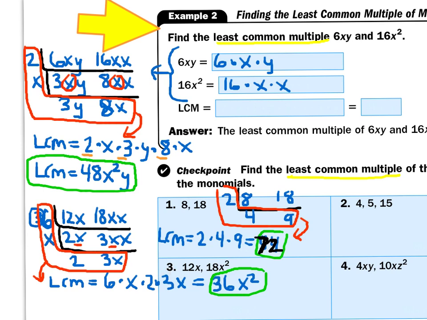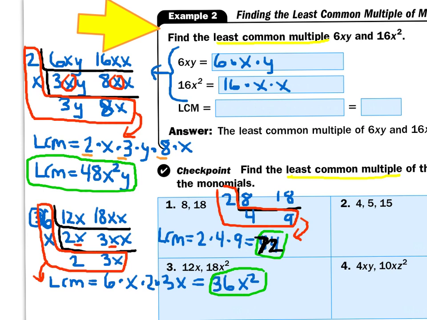Okay, take a look at number 3. 12x and 18x squared. So I wrote it here, 12x and 18 times x times x. I did the upside down division, and then just look at the numbers, 12 and 18. 6 goes into both, so I put a 6 on the outside and I divided. 12 divided by 6 left me with 2, and I bring down the x. 18 divided by 6 is 3, and I bring down both x's. Now notice they have one x in common, so you can circle it or underline it and bring it outside here. And so now drop the 2 down, drop the 3 down, and drop the x down.